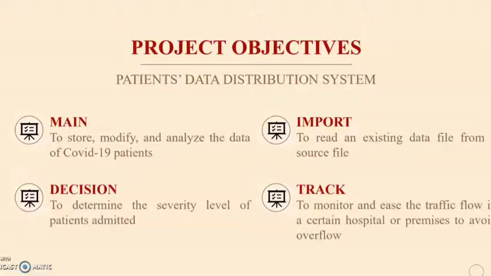The third one is decision, which is to determine the security level of patients admitted, so that the virus doesn't go spreading around. And the last one is to track, a really important factor in containing the COVID-19 virus. That is to monitor and ease the traffic flow in a certain hospital or premises to avoid overflow, so that the work and results don't get mixed up with others, and we can contain this COVID-19 pandemic.